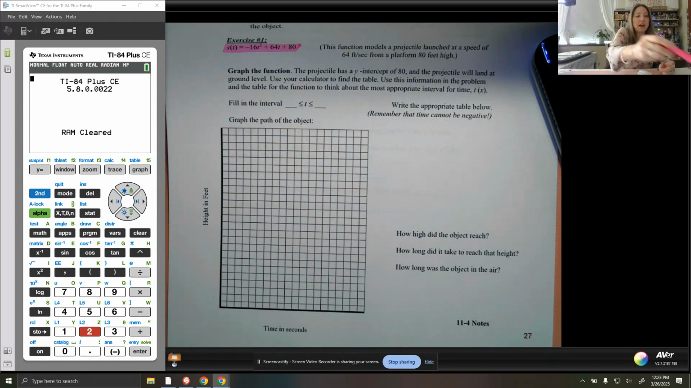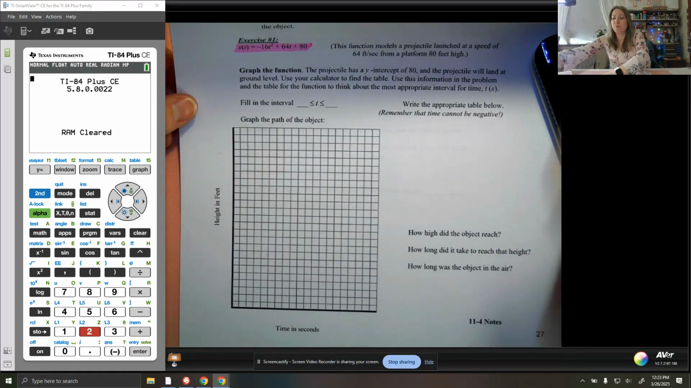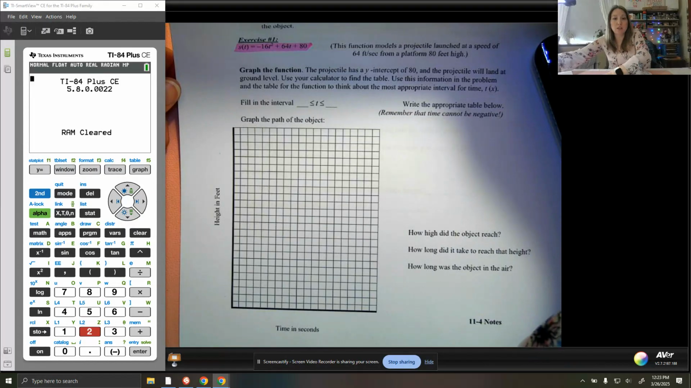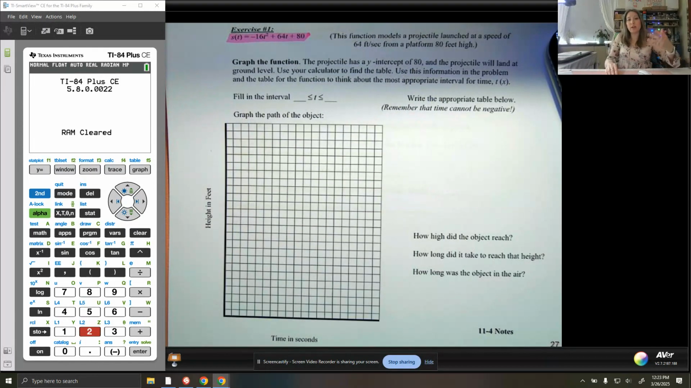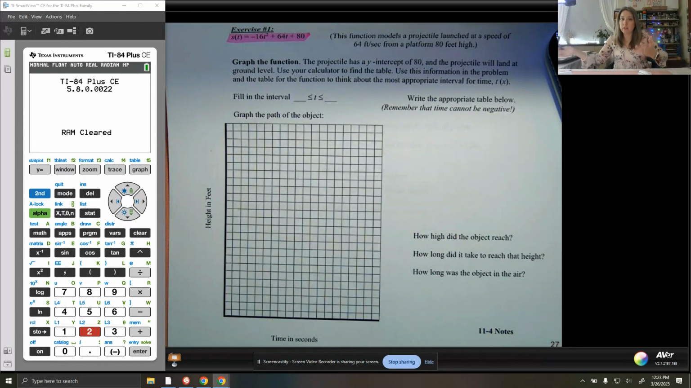It's some sort of projectile. Let's just call it, we're throwing a ball up in the air, and this quadratic equation models that ball's movement over time in seconds. The reason I know it's height in feet and time in seconds is that is what's labeled on the graph that's given to me. Now let's consider what would be an appropriate domain and table for talking about this.